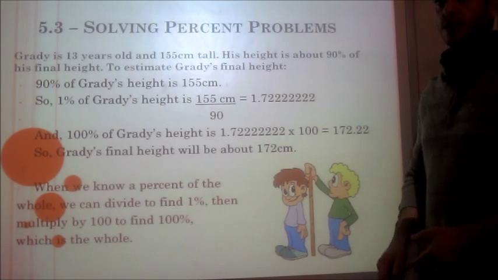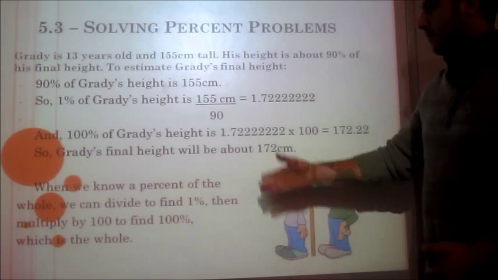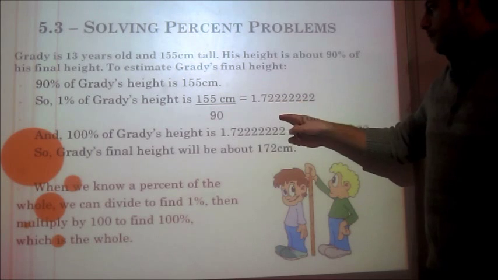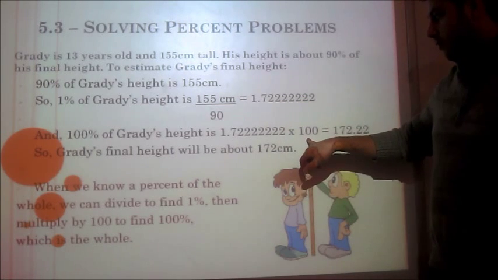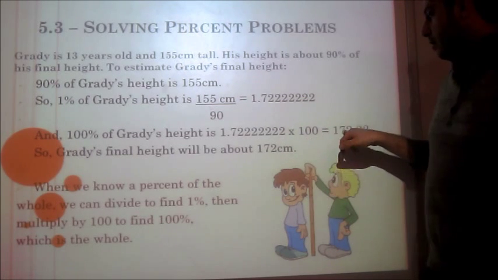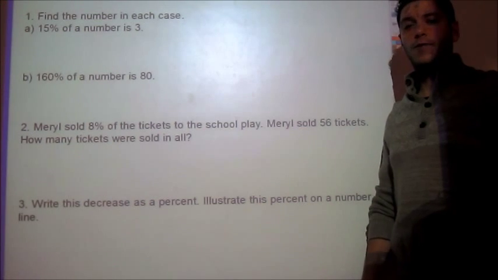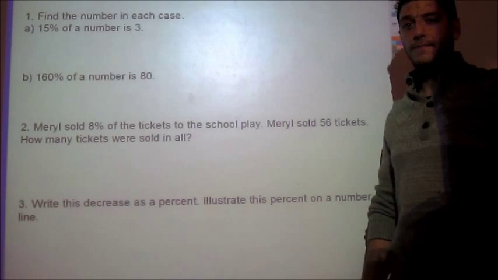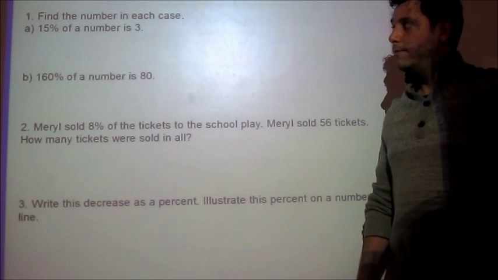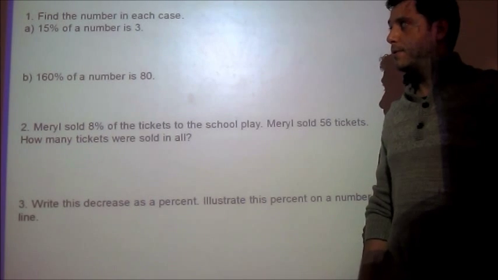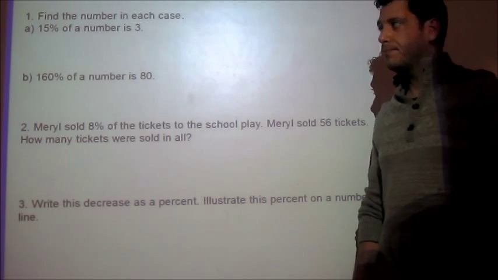For example, if we wanted to know what 50% of Grady's height would be, we could have multiplied this value by 50 here instead of 100, and we would have gotten exactly half of this. Let's try a few examples and use that strategy. Number 1, find the number in each case. A, 15% of a number is 3.